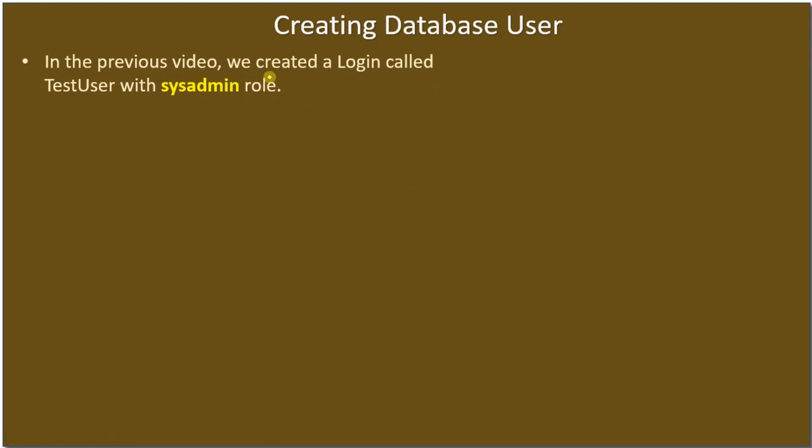In the previous video, we created a login called test user with the sysadmin role. We also tested connecting with this user account, and then we accessed pubs as well as Northwind databases. Finally, we logged into SA user account and deleted this test user login. So this sysadmin role gives permission to access all the databases.